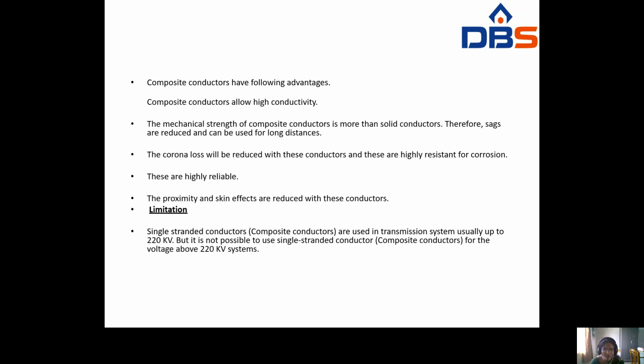So what are the advantages of the composite conductors? They have high conductivity and mechanical strength, they reduce corona losses, they are highly reliable, and proximity and skin effect are also reduced. So these are the advantages and limitations of the composite conductors.